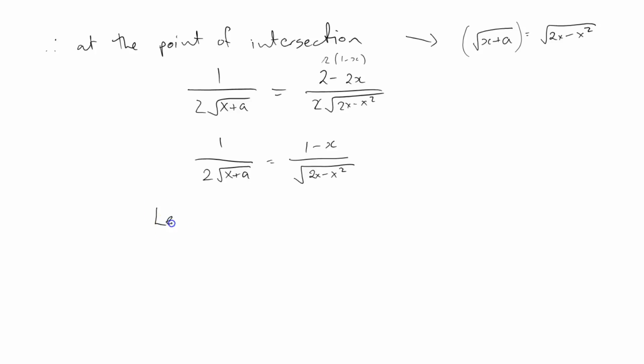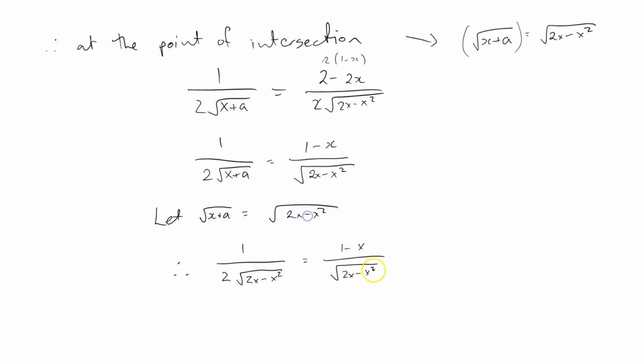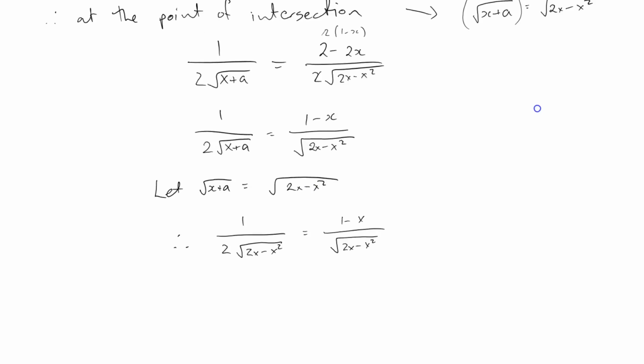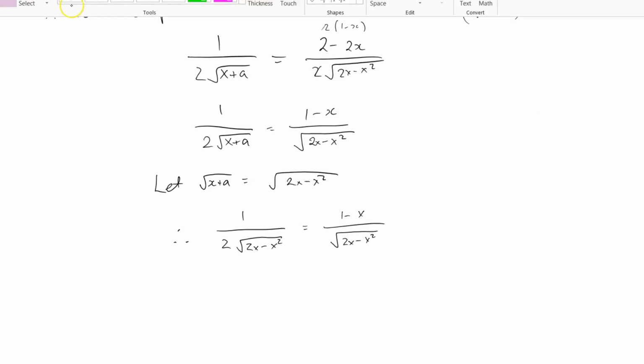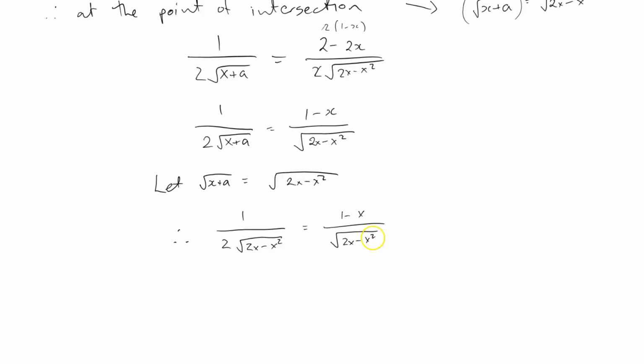So I'm going to say, let the square root of x plus a equal the square root of 2x minus x squared. So now I've got 1 over 2 times the square root of 2x take x squared equaling 1 minus x over the square root of 2x take x squared. Wow, that looks a lot nicer already, doesn't it? What am I going to do? Well, I'm going to get rid of this next nasty bit.